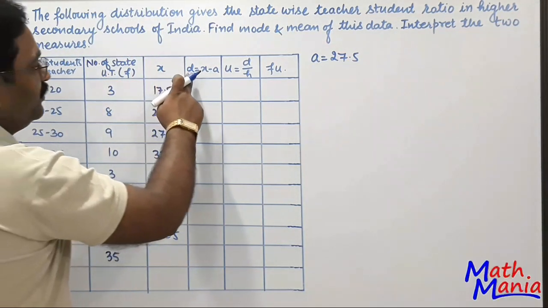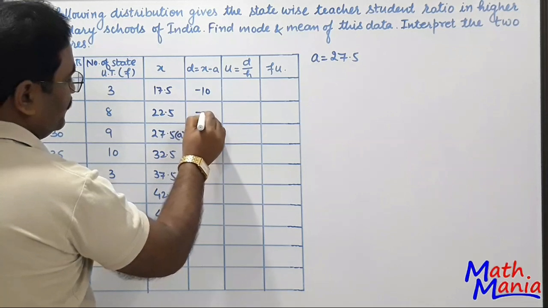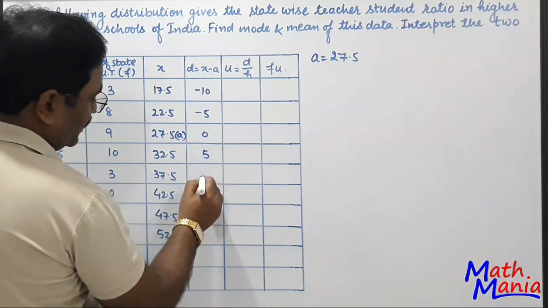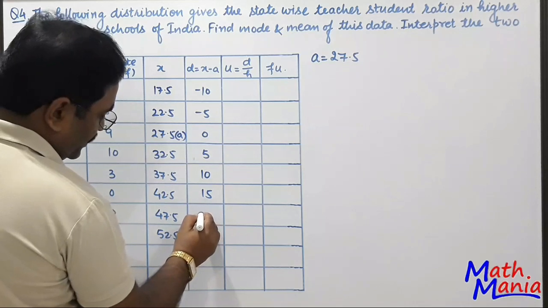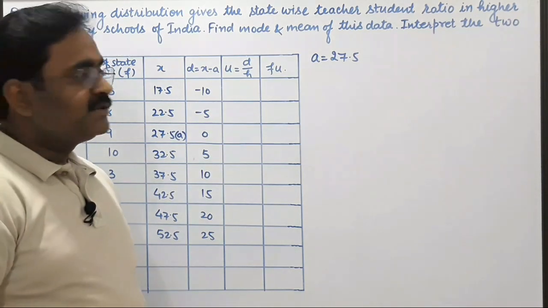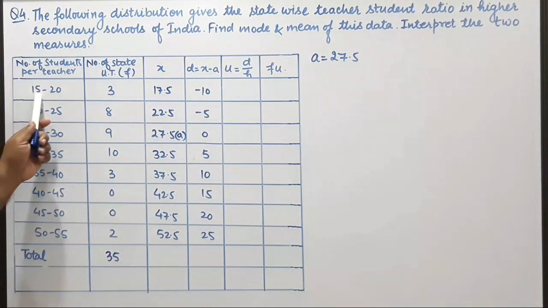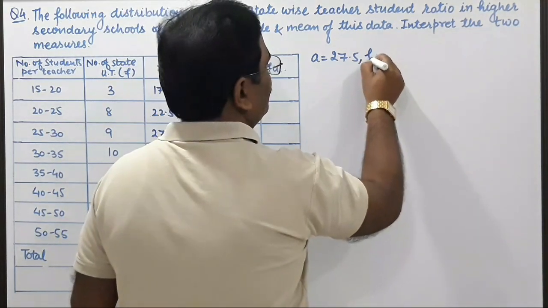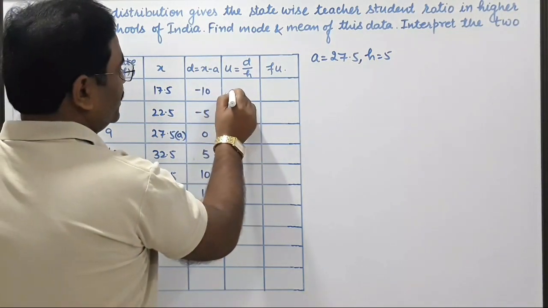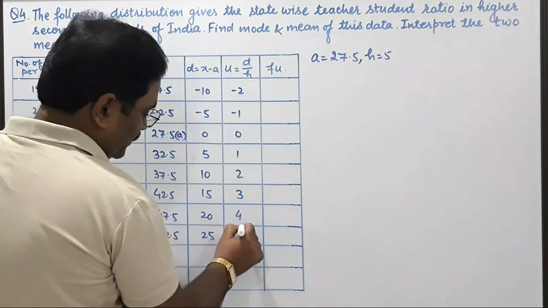Now subtract to find the value of D. X minus A is minus 10, then minus 5, then 0, then 5, 10, 15, 20, and 25. Right, friends? So let's find the value of U I, that is D upon H, where H is the size of the class, which is 5. So you have to divide this information by 5: minus 2, minus 1, 0, 1, 2, 3, 4, and 5.